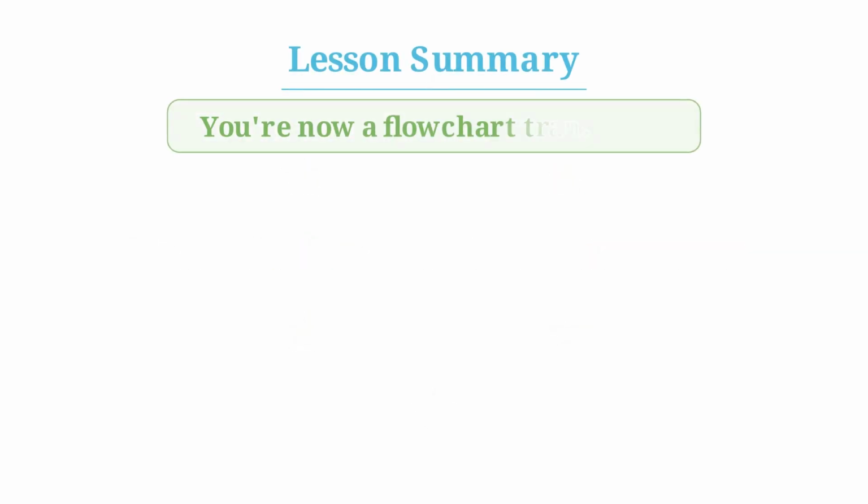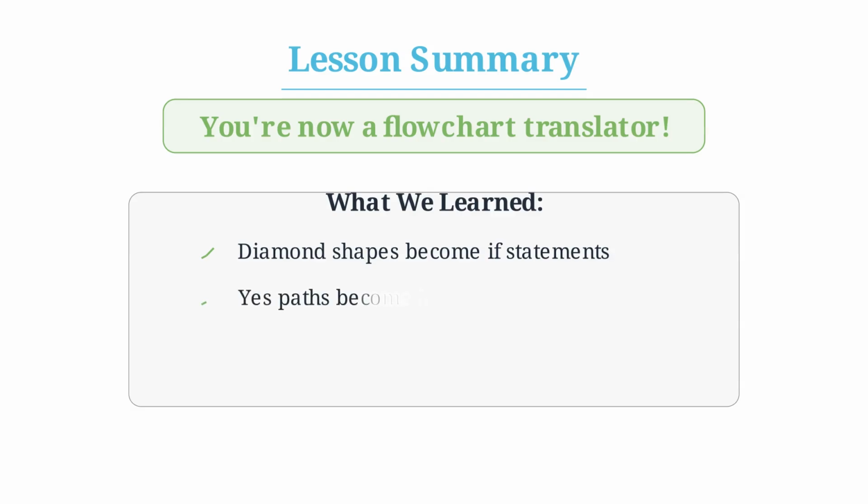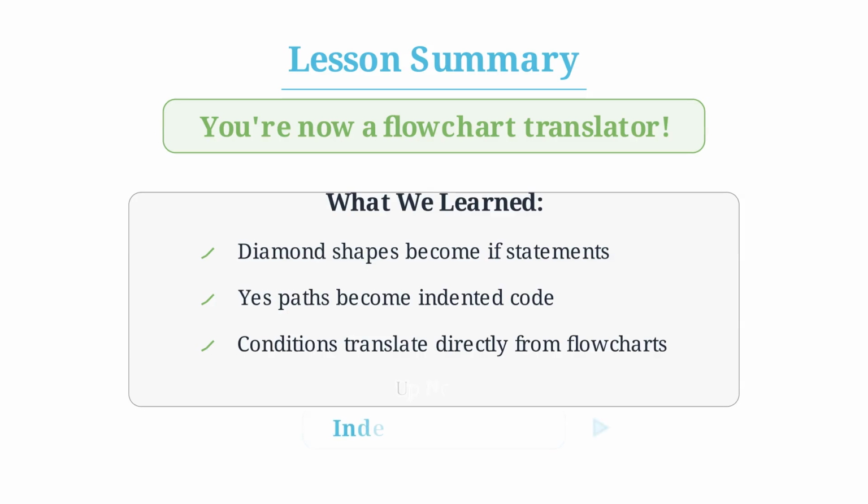Incredible progress. We discovered that diamond shapes become if statements, yes paths become indented code, and conditions translate directly from flowcharts. You're officially a flowchart translator. Next up, mastering indentation rules.